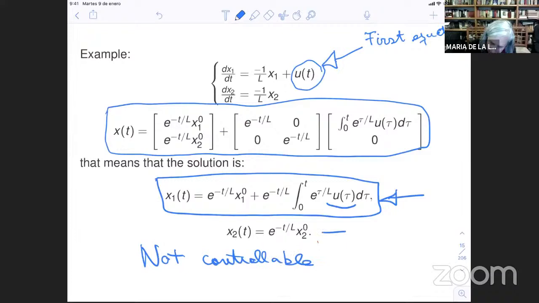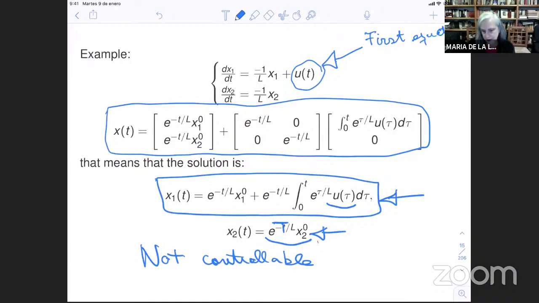If you want, for example, the second component to be zero, you cannot do it, because here we are going to have something that depends at time capital T on this state, okay? You cannot get to zero unless the second component of the initial data is zero. So this system is not exactly controllable, okay?